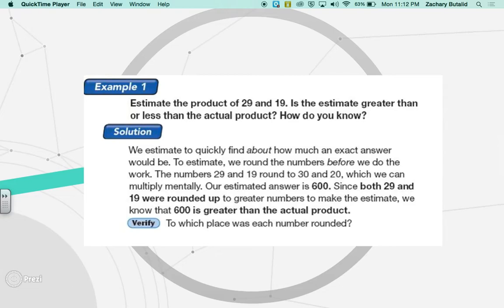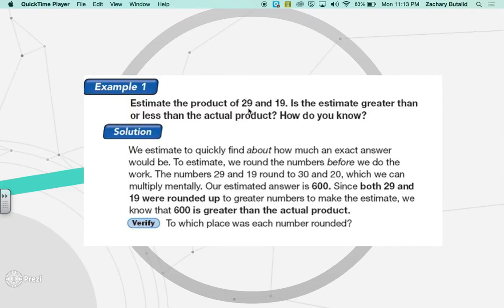So in example number one, we're going to estimate the product of 29 and 19. If you remember, a product is the answer to a multiplication problem. When we estimate, we're always going to look at a couple things: where is the closest zero and where's the closest five? What I mean by that is, what can I turn this 29 into that has a zero, but is close to it? So we're looking at tens in this case.